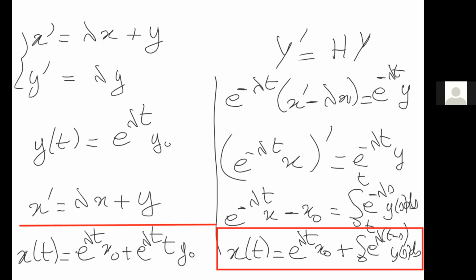So let's do that. Any question? So I got the solution for the system capital Y prime equals H capital Y, right? So let's try to go a little bit further.